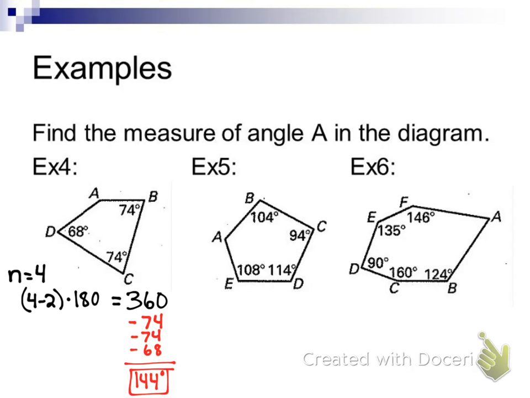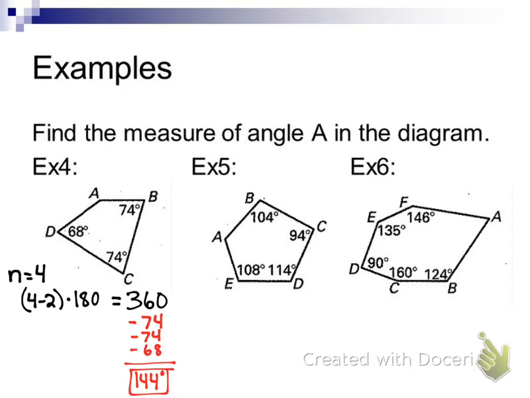Now, that's the way we're going to do all of these. We'll just have more numbers to subtract the more sides that we have. Okay? I did 4 minus 2 times 180 to get 360. Just the formula we were using on the last slide. So n minus 2. N is the number of sides, so I counted that there were 4 sides. So 4 minus 2, and then multiply by 180.